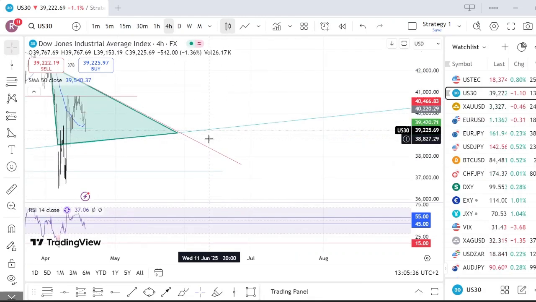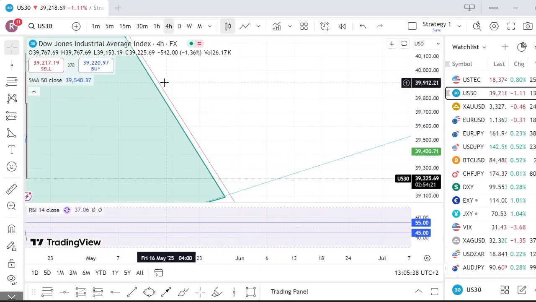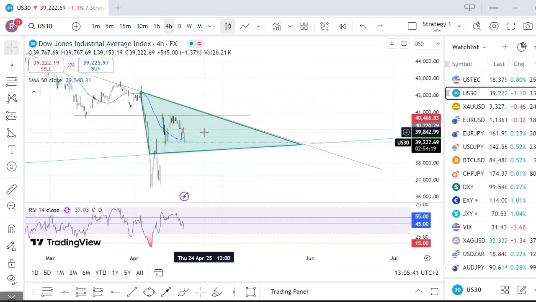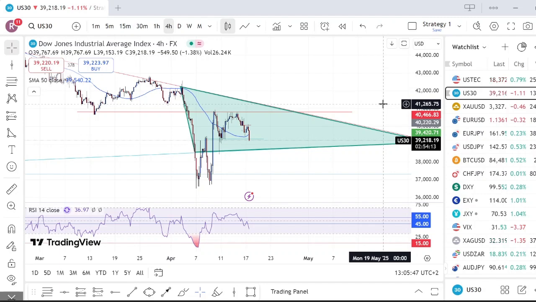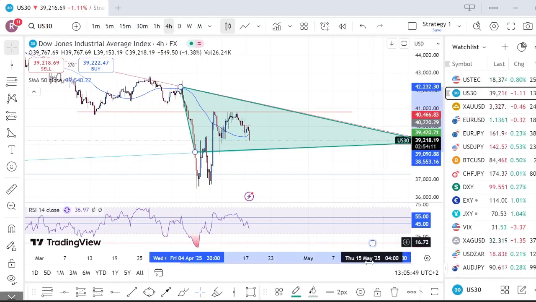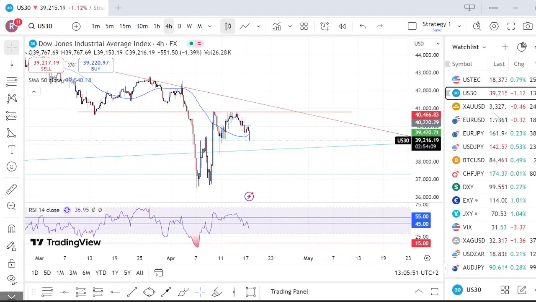So look at that triangle formation. We have no way of telling which side the market's going to break out of. But whichever side it breaks out of, I expect heavy momentum to step in at that point. So we will be staying out of this space for now.